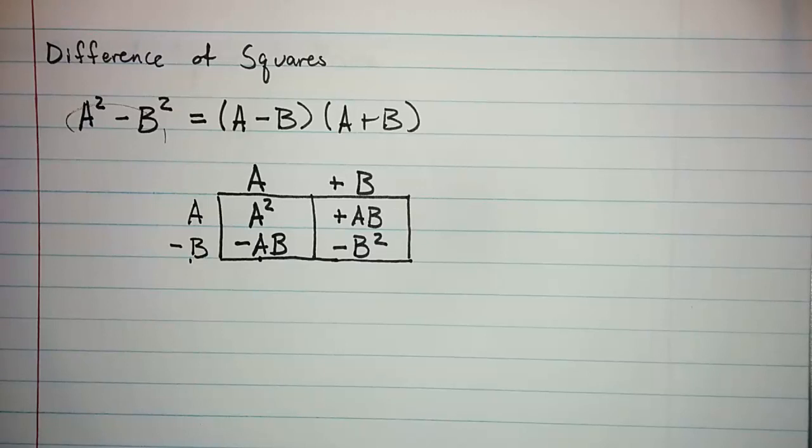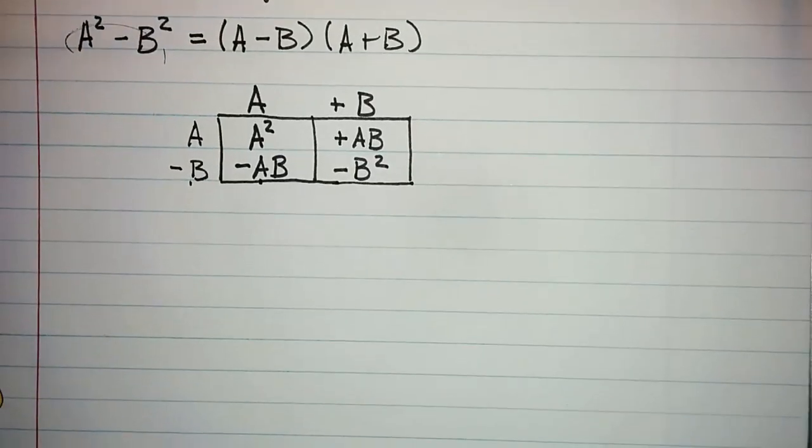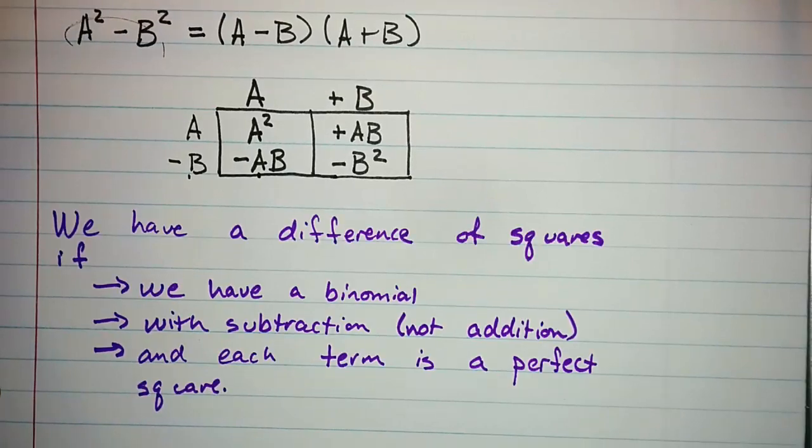How can we tell if we have a difference of squares on our hands? Well, it's actually super easy. We have a difference of squares if we're looking at a binomial, the operation is subtraction, not addition, and each term is a perfect square.